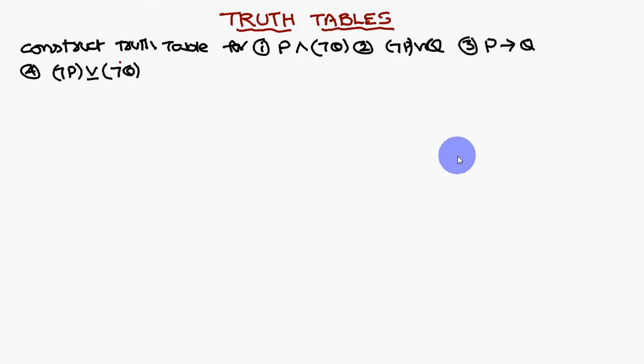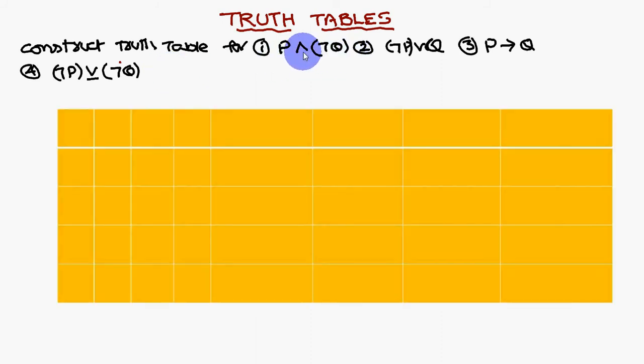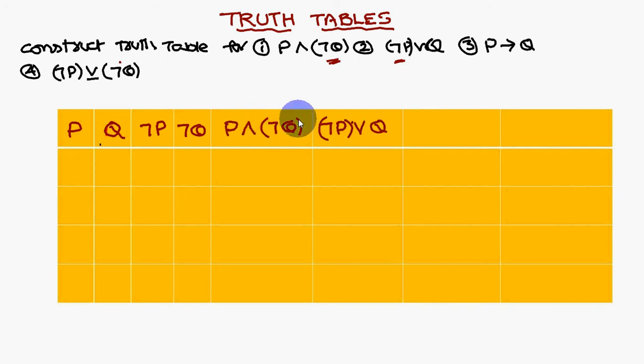Now, construction of the truth tables of the following. First is P and not Q, like this. Here in terms of P and Q only, therefore we come across only 4 rows. So 4 rows only. So I am giving the headings for this one. Okay.